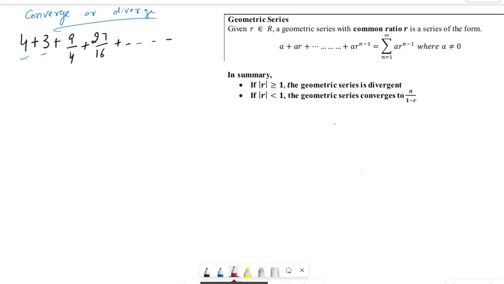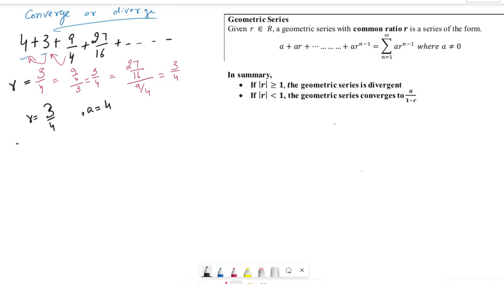Let's see, if we divide the second term by the first term, we get 3 by 4. If we divide 9 by 4 by 3, we still get 3 by 4. If we divide 27 by 16 by 9 by 4, we are still going to get 3 by 4. So you notice the ratio of all consecutive terms is coming out to be the same. So we are going to define that as the common ratio. R is given as 3 by 4 and the first term is 4. So this is our example of a geometric series.